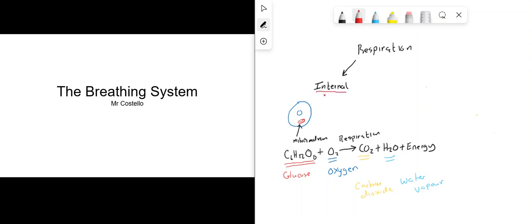So this is internal respiration. It's called internal respiration because it happens inside the cell. So this is the cell. The digestive system helps us to get glucose to the mitochondrion, and then the mitochondrion takes oxygen that's taken in through the breathing system, and it burns these two together, and it produces a waste, which is CO2, which goes back into the blood, and we have to breathe it out. And it also produces excess H2O water, which is waste, and then it also produces energy as well.